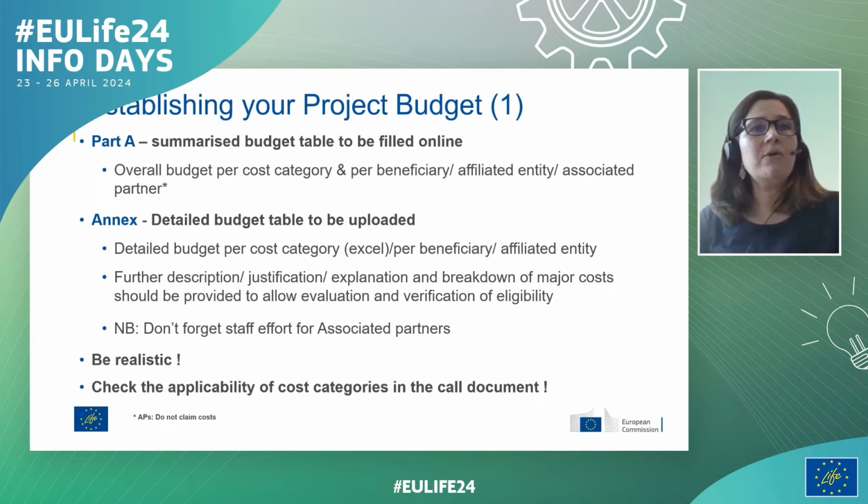Then the next one is the detailed budget. And here is where you really go into the details and where you will be providing the justification. Again, it will be by cost category, beneficiary, affiliated entity. And of course, you will also have to submit the staff effort for associated partners. We really urge you to go into the call documents to see what cost categories are eligible and be realistic.